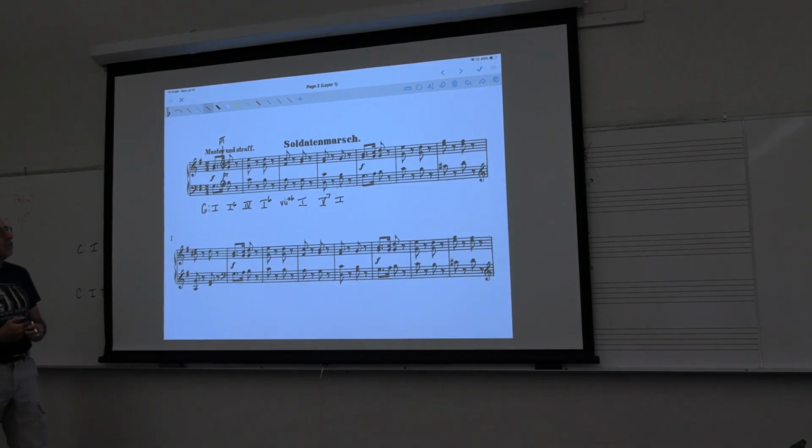This is Schumann, by the way, from a collection of like children's pieces. Have you ever played these, Brandon? At Kinderday?